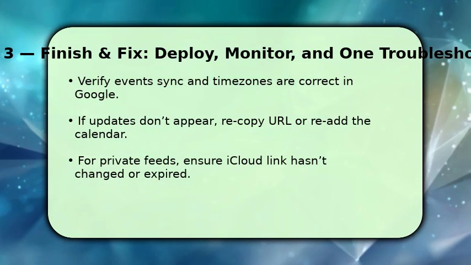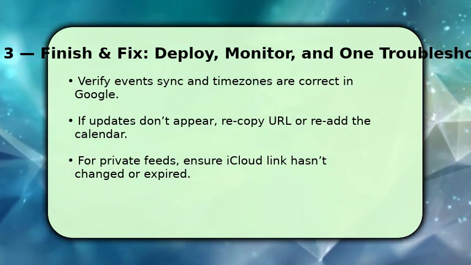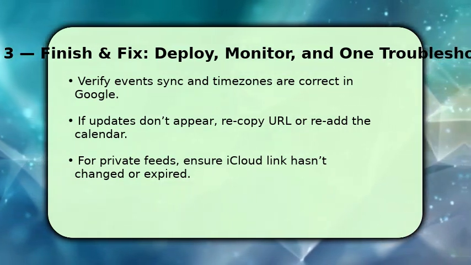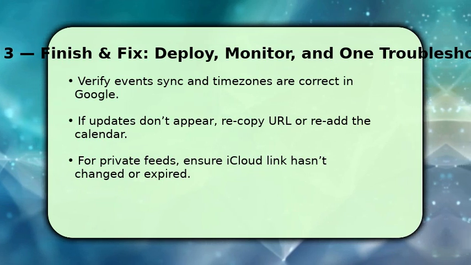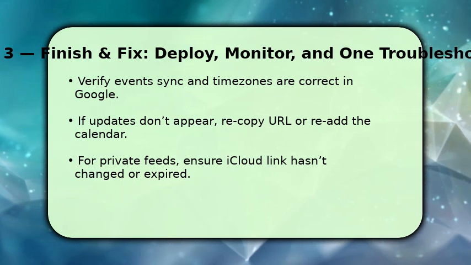You finish by checking that events appear and that times match your time zone settings in Google Calendar. Make sure recurring events look right. If changes from Apple aren't showing, remove and re-add the URL. Sometimes Google caches an old version.